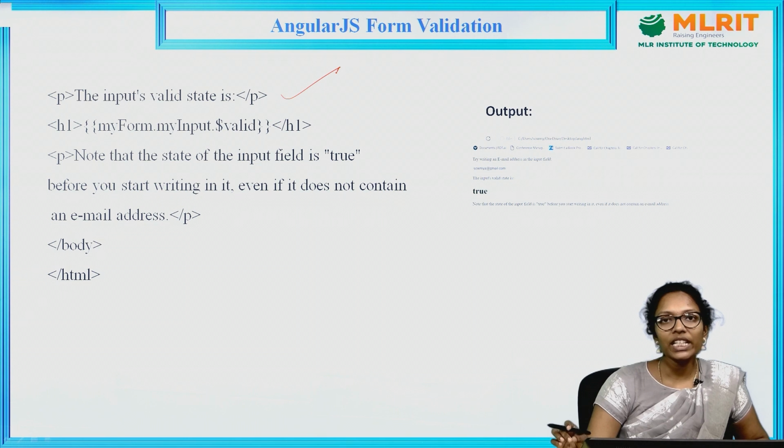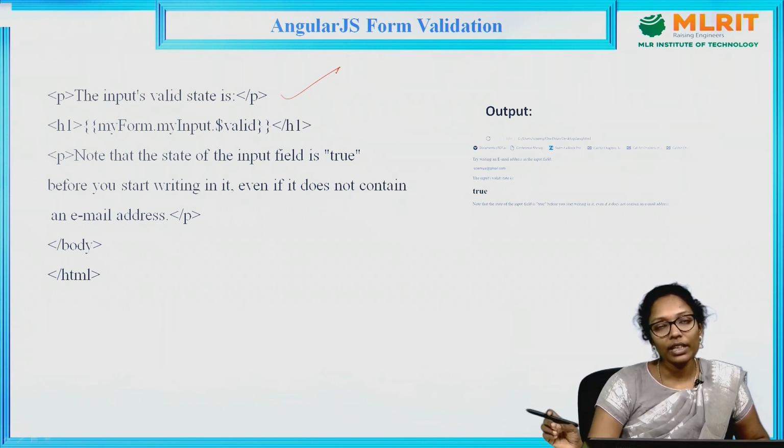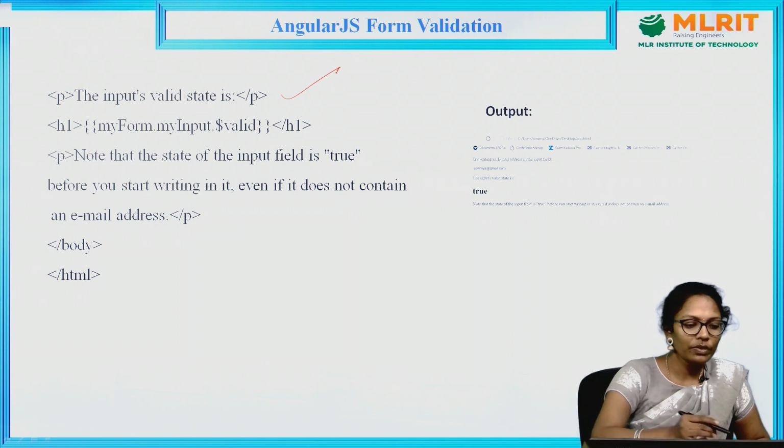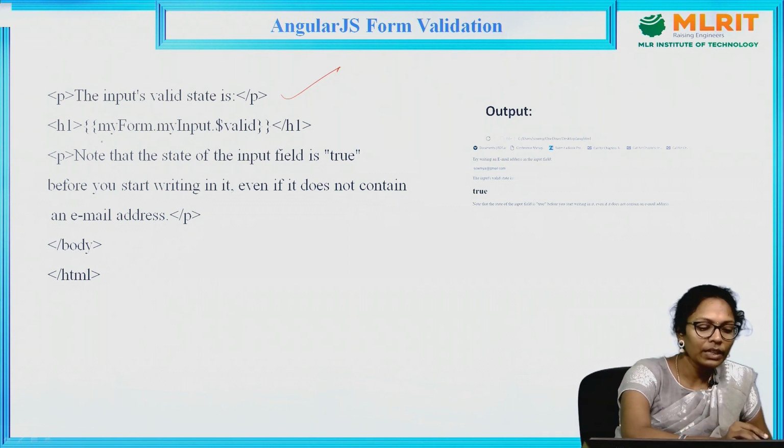So initially if no email is there, if the box is empty, by default you will get true only. But after you start entering the email address, it will become false, and if it finds an @ symbol in your value, then only will the value change to true again. So we'll see how I'm printing that validity state.